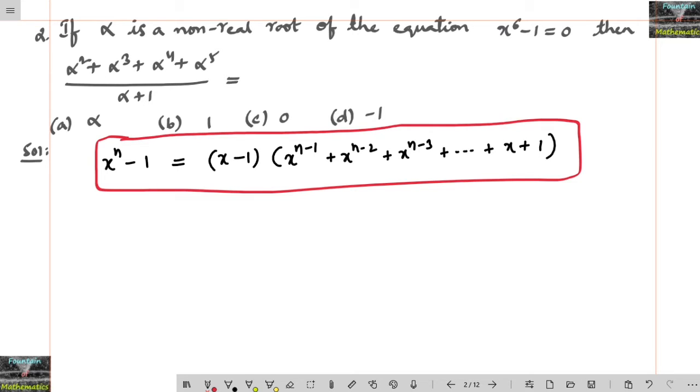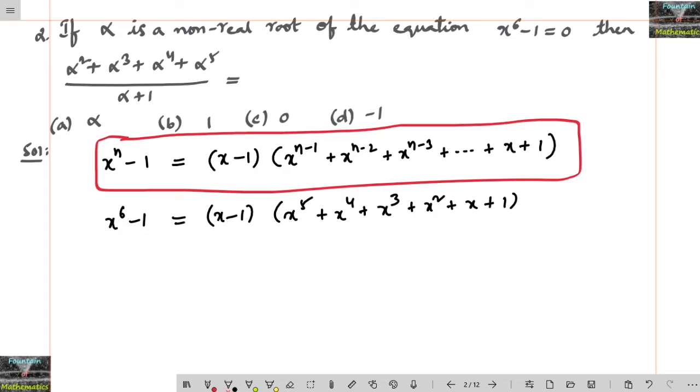Using this formula, we can write x power 6 minus 1 as x minus 1 into x power 5 plus x power 4 plus x power 3 plus x square plus x plus 1. Since alpha is a non-real root, so why did he mention non-real root?